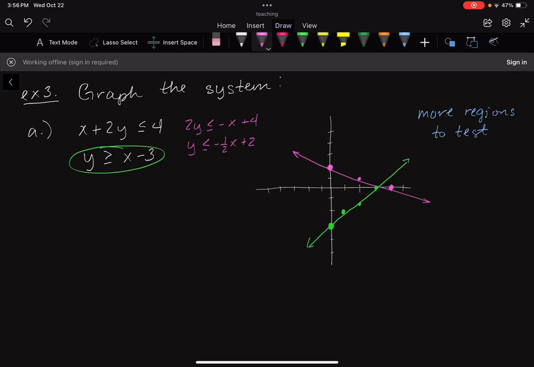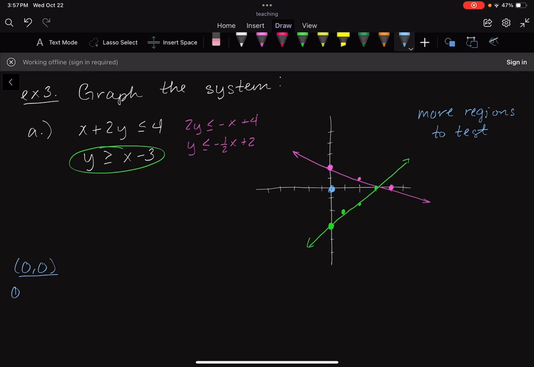So I like to do that. I'm going to test 0, 0. I wanted to use a different color. So first I'm testing 0, 0, because I kind of always test that one first. And you have to test it in both.